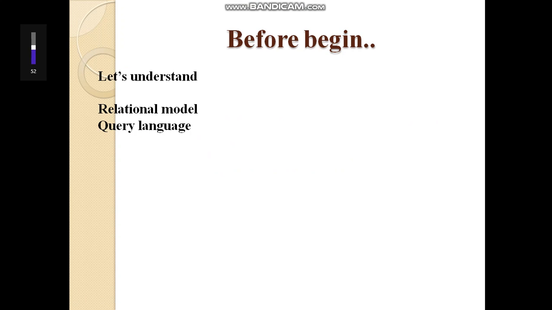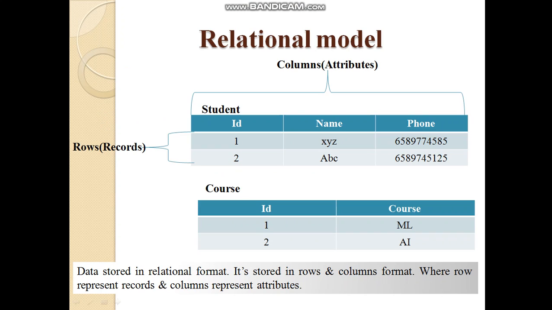So let's understand what a relational model is. The relational model is nothing but our data being stored in relational format. That means our data is stored in column and row format. Rows are records and columns are attributes. Here there are two records and three columns, that is ID, name and phone, and this is a student table. So this is how the relational model looks.